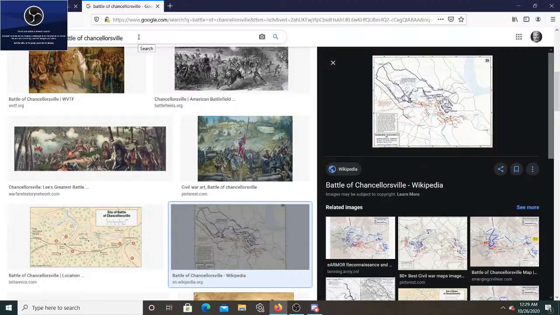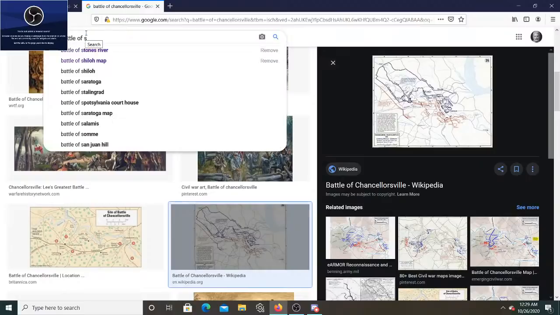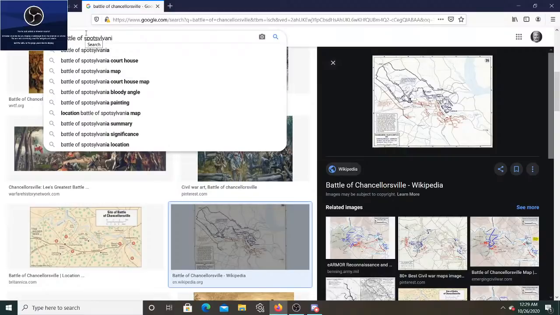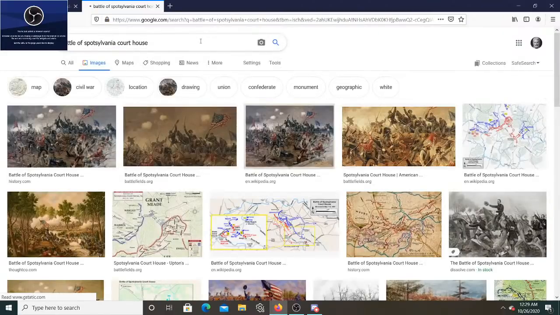But anyway, so we're going to do Spotsylvania. You know much about Spotsylvania? Was this the one with the angle, or was that something else? There are a variety of angles. The two most famous angles are Spotsylvania and Gettysburg.